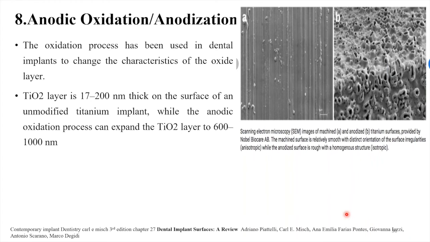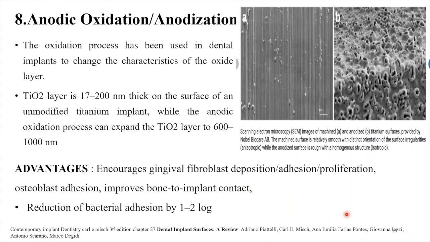The anodic surface is the micro nanoporous surface which is produced by potentiostatic or galvanostatic anodization of the titanium in strong acids. Its advantages are it encourages gingival fibroblast deposition, adhesion, proliferation, improves the bone to implant contact, and reduces the bacterial adhesion by 1 to 2 logs.